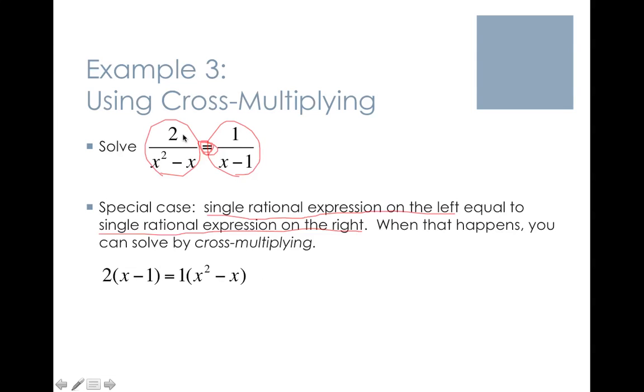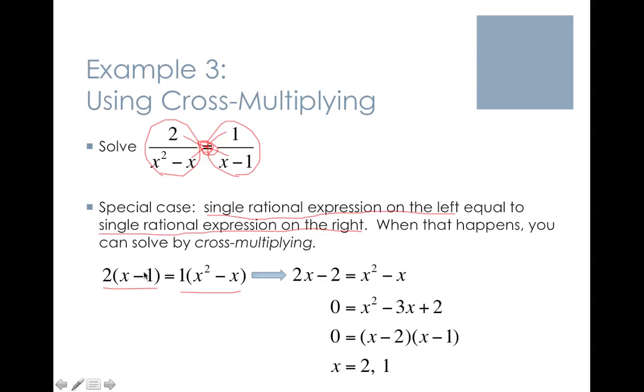So when I do that, my 2 times the x minus 1 gives me one side of the equation, and then the x squared minus x times 1 is going to give me the other side of my equation. And it doesn't matter which is on which side, as long as 2 times x minus 1 is on one side and 1 times x squared minus x is on the other side. And again, what this does is it eliminates the fraction form in my equation and makes it something that's a little easier to work with. And so now I'm just going to solve this equation.